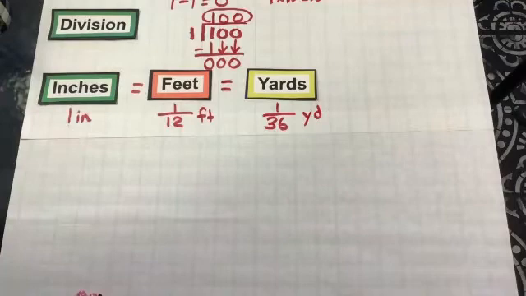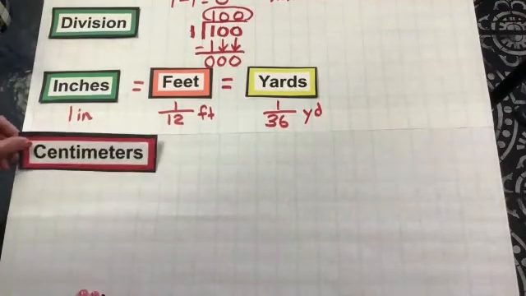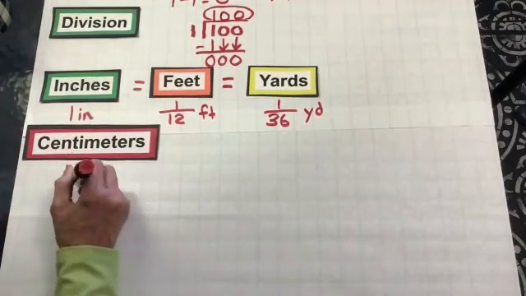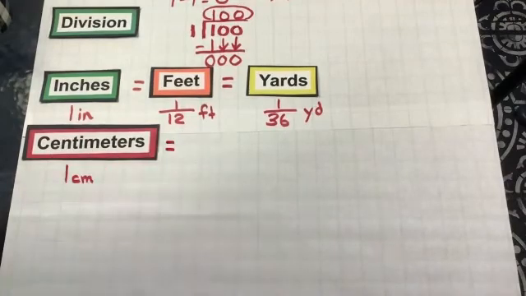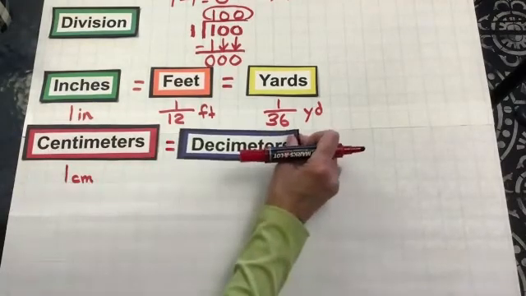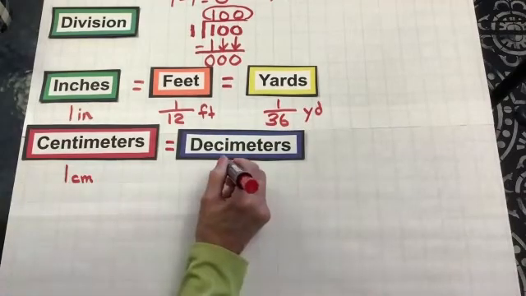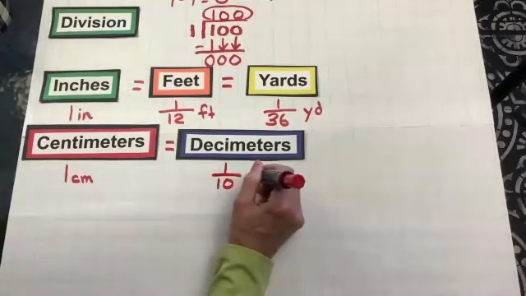All right, let's go into metric linear measurements. So we have a centimeter. So let's write down 1 centimeter. That would be cm. And that is equal to decimeters. And it takes 10 centimeters to make a decimeter. So this would be 1 out of 10, centimeter or decimeters.